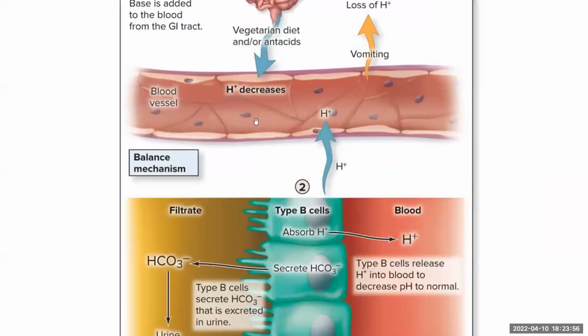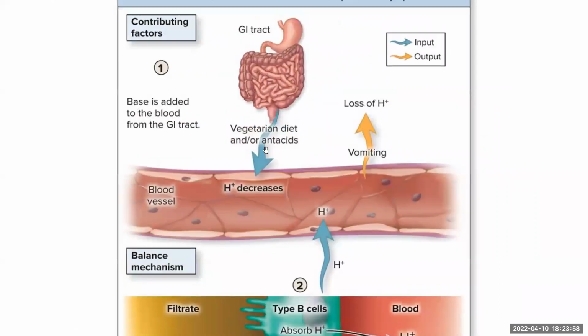Here's our picture. We have a scenario in which folks are ingesting large amounts of antacids, or they have a diet, specifically vegetarian diets, very healthy eaters. But what we'll see is these folks will have a decrease in their hydrogen ion concentration. Folks that are having induced vomiting, or if they're ill and they're vomiting, they'll lose a lot of the hydrogen ion concentration from hydrochloric acid and the stomach secretions.